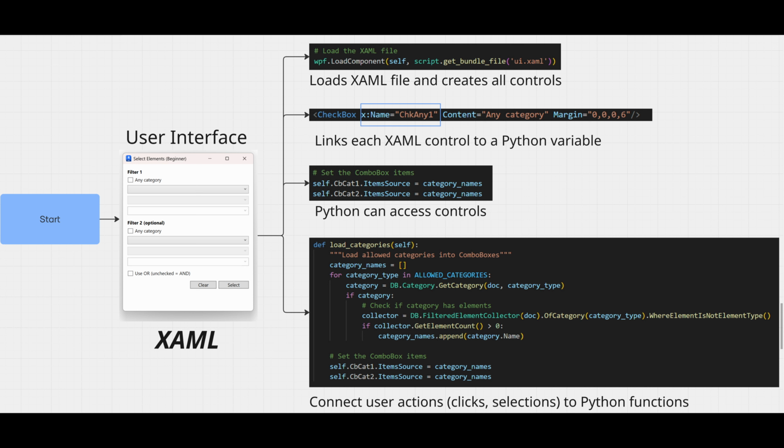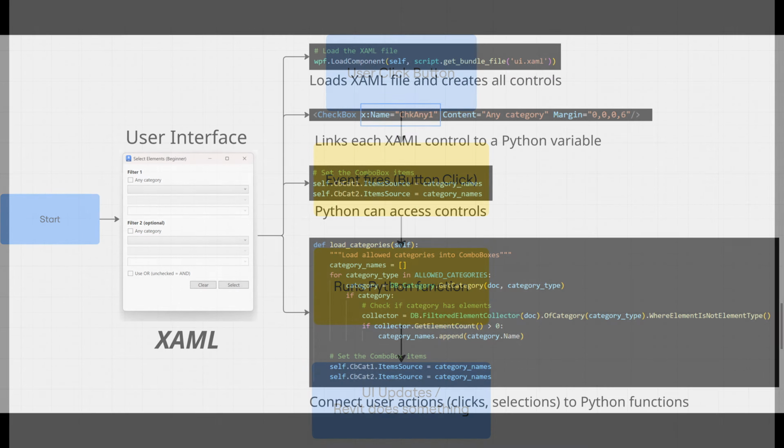Here is the magic. The wpf.LoadComponent will load your XAML file and create all controls. The x:Name will link each XAML control to a Python variable. And finally, the event handler will connect user actions like click or selection to the Python function.